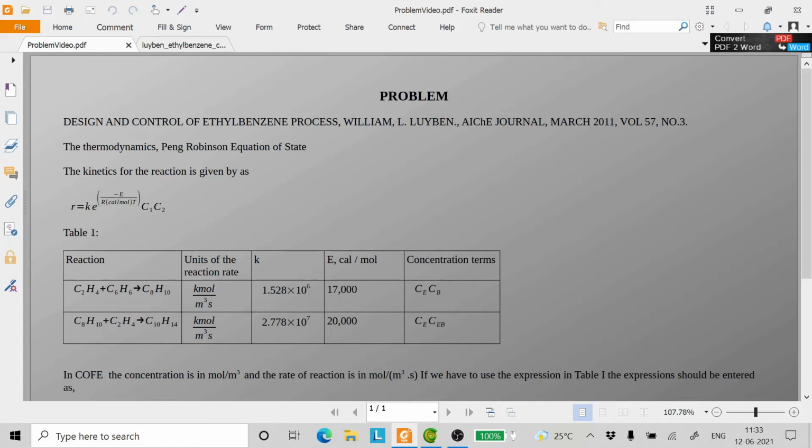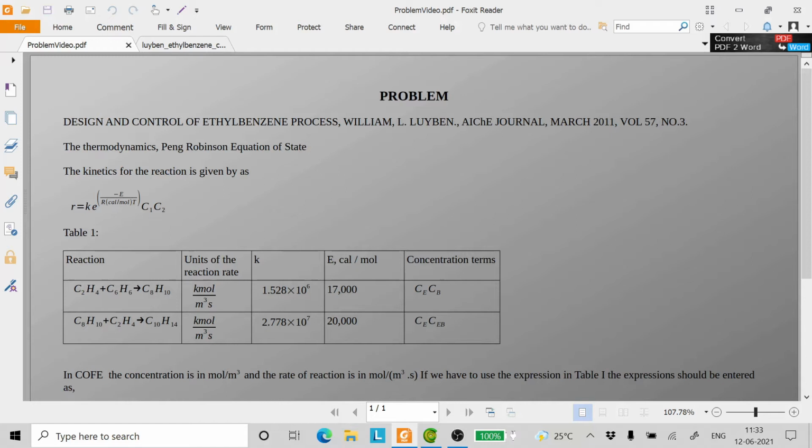Hello friends, and welcome to a lecture on Cape Open Flowsheet Environment. Today we will learn how to simulate a CSTR. CSTR is short for Continuous Stirred Tank Reactor.